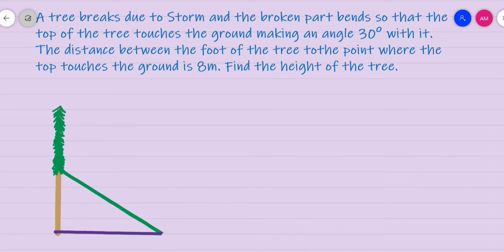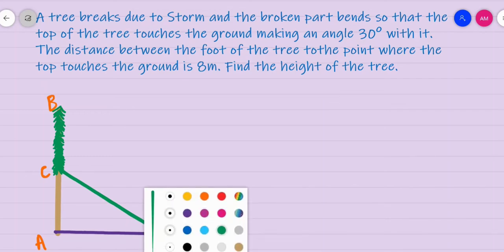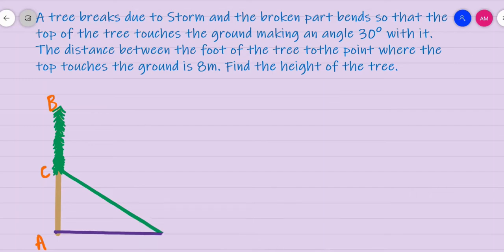Now try to understand what is given. The first line is a tree breaks. Let us consider that this is A and B is our tree. AB is our tree and it breaks at C. Now when it breaks at C, the B part falls on the ground. It touches here, so it becomes B here. The B comes and touches here.